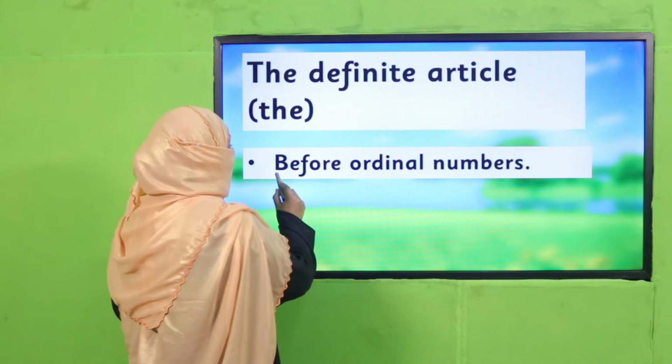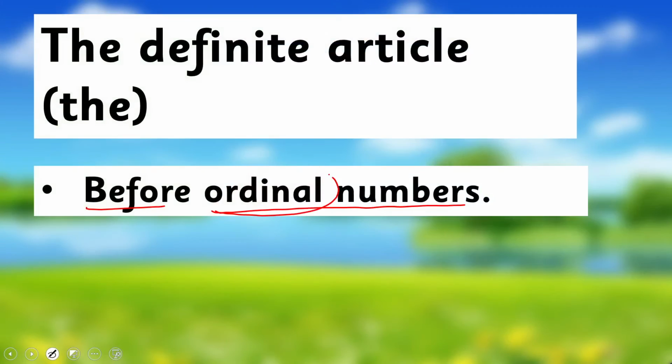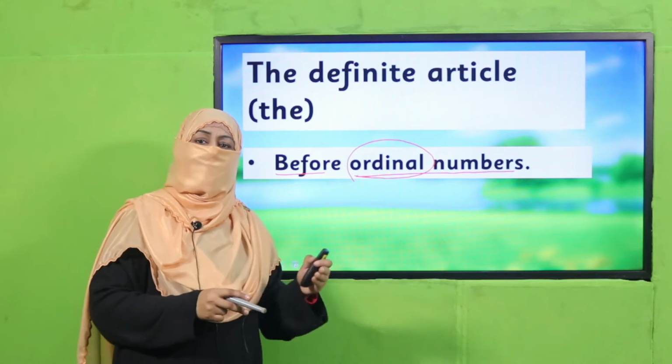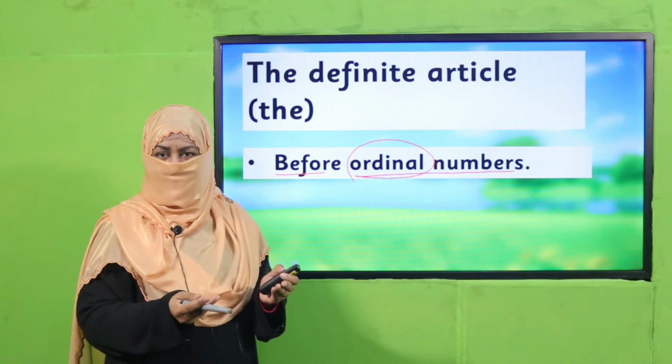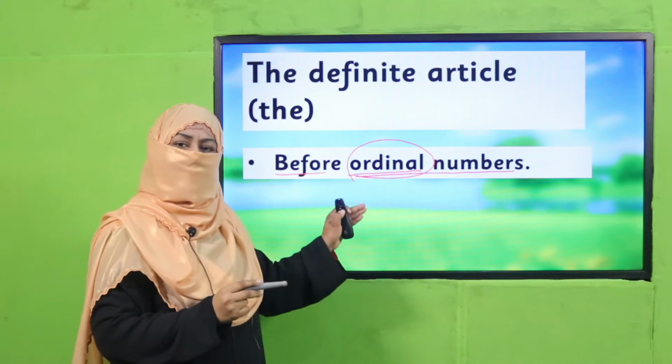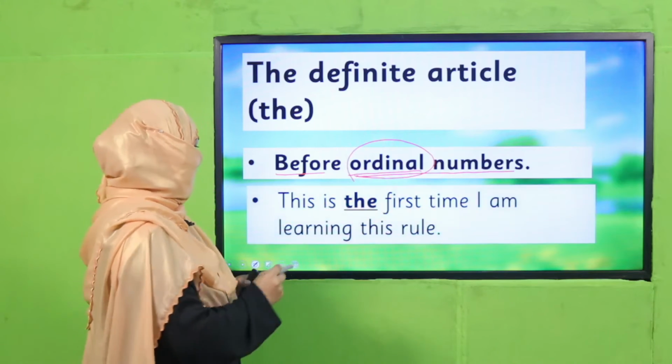And before an ordinal number, whenever. What are ordinal numbers? You have learnt it. Yes, when we are talking about the first, second, third, last, 21st. So these are ordinal numbers. So whenever we use an ordinal number, before that ordinal number, we write the.